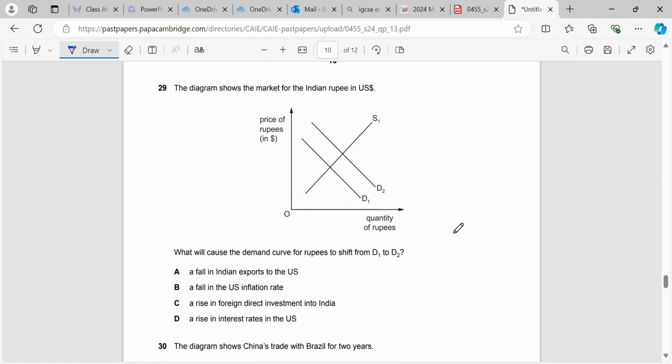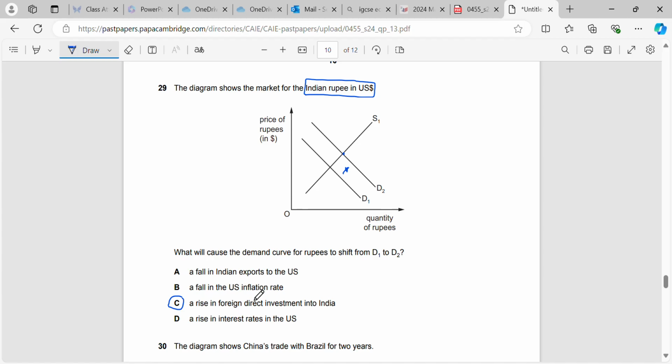Okay, the diagram shows the market for Indian rupee in US dollars. Now if you've watched question paper 12 and 11, it should be fairly easy to identify this. So in this case the demand for Indian rupees has gone up in the foreign exchange market. Demand has shifted to the right. Why does that happen? That happens due to a rise in foreign direct investment into India.